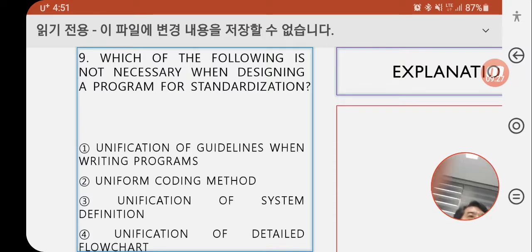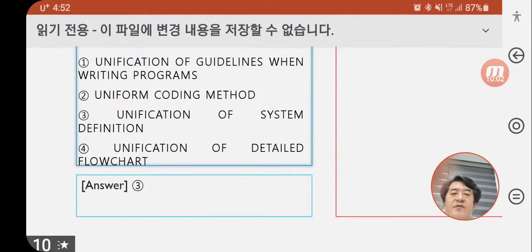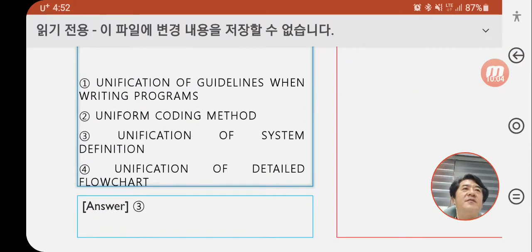Which of the following is not necessary when designing a program for standardization? Number 1, unification of guidelines when writing programs. Number 2, uniform coding method. Number 3, unification of system definition. Number 4, unification of detailed flowchart. What is the correct answer? The correct answer is number 3, unification of system definition.